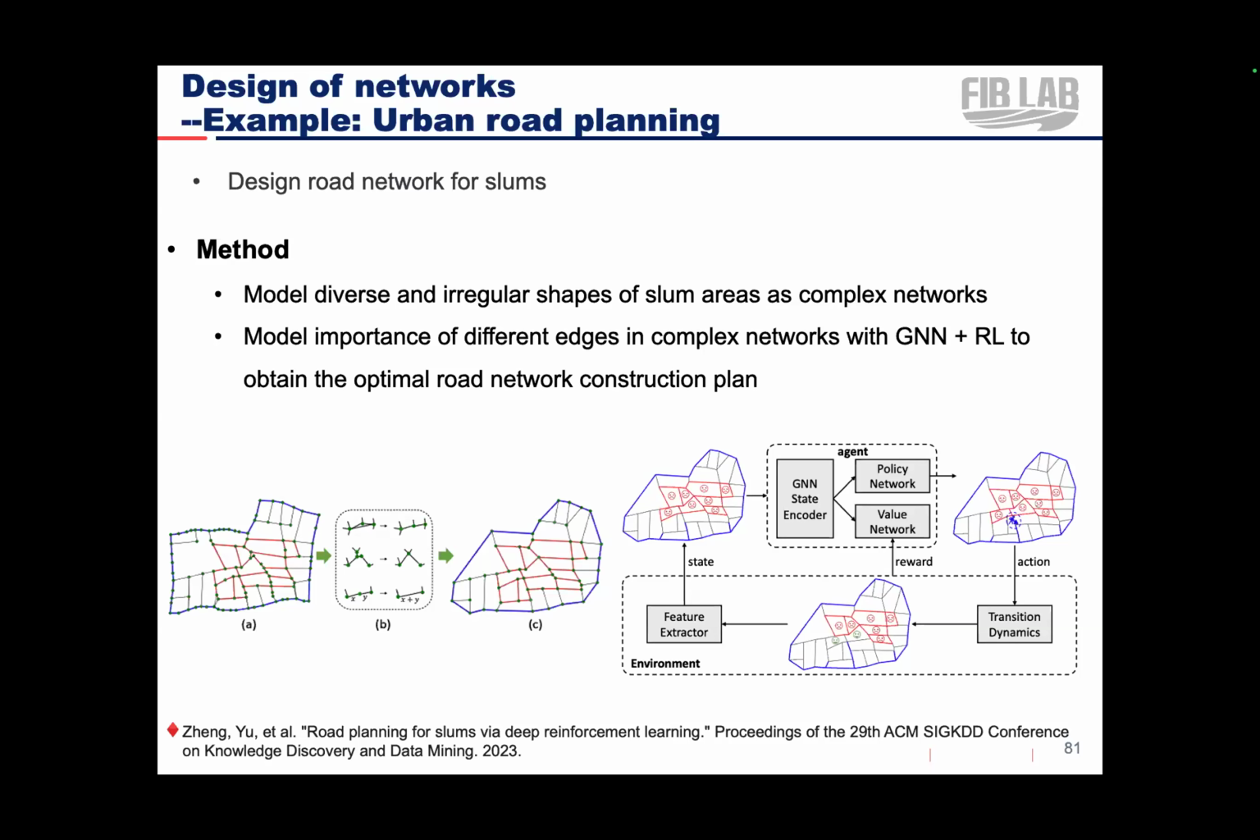So they also design this problem as a graph design problem, and they model the diverse and irregular shapes of slums as a complex network, and then model the importance of different edges with a graph neural network, and then use reinforcement learning to obtain the optimal road network structure given a specific plan.